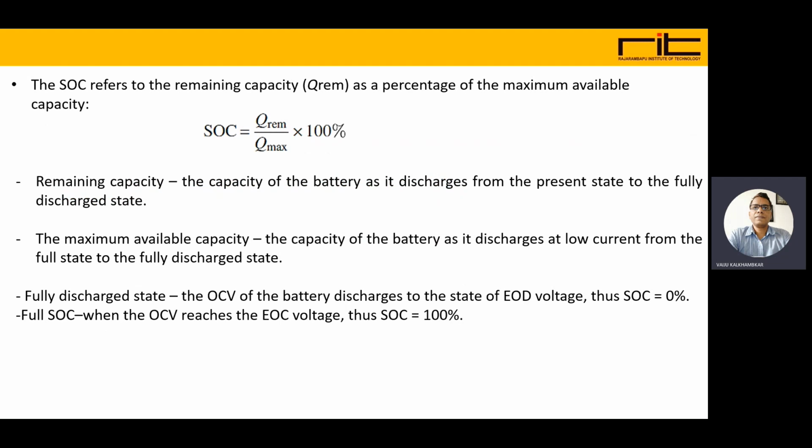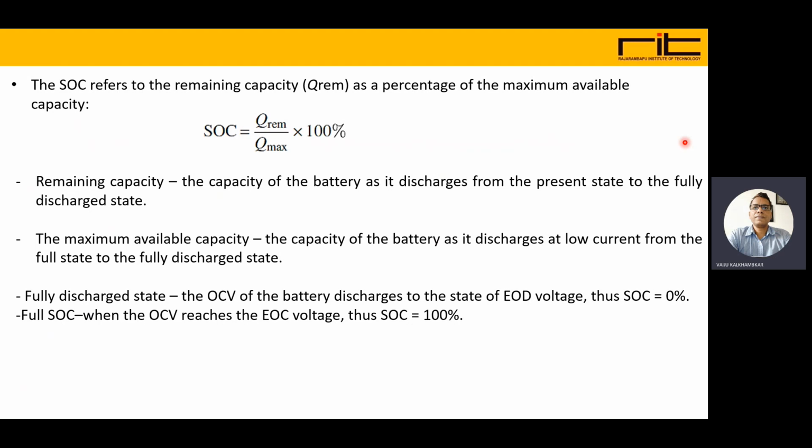The SoC or state of charge refers to the remaining capacity as a percentage of the maximum available capacity. So state of charge is how much charge is remaining over the maximum capacity, multiplied by 100. Remaining capacity is the capacity of the battery as it discharges from the present state to the fully discharged state. The maximum available capacity is the capacity of the battery as it discharges at low current from the full state to the fully discharged state.